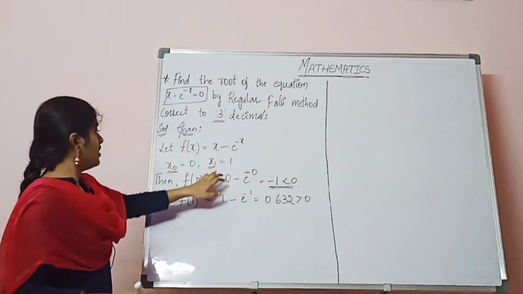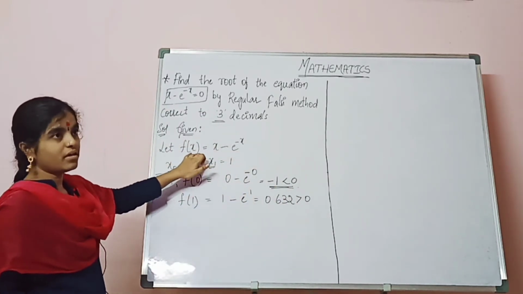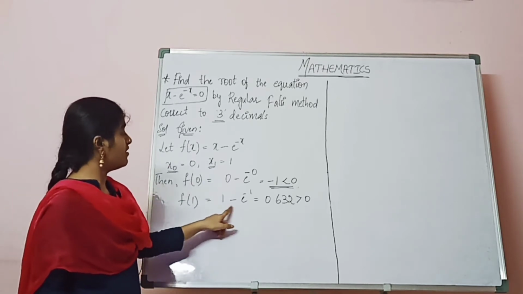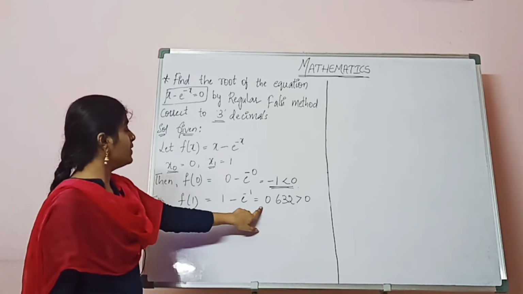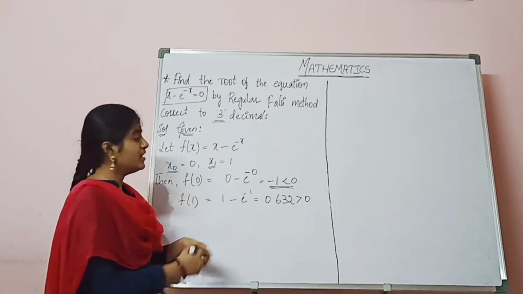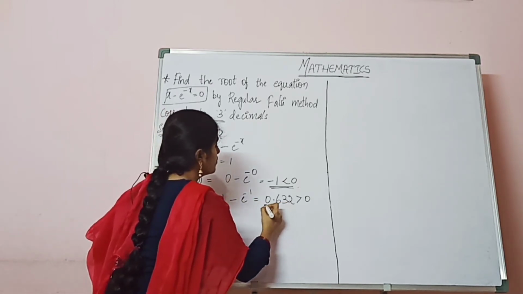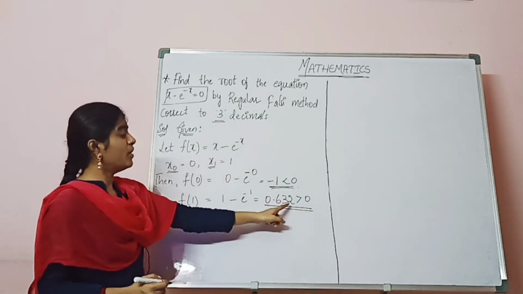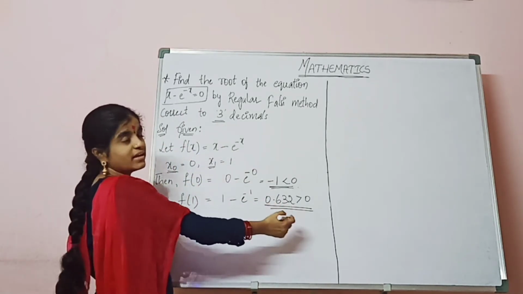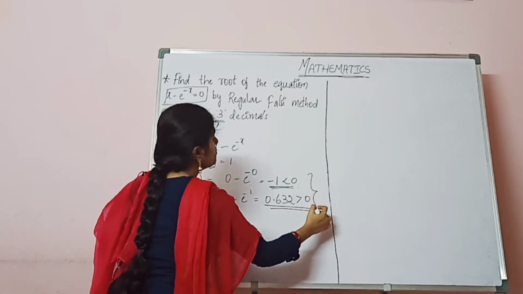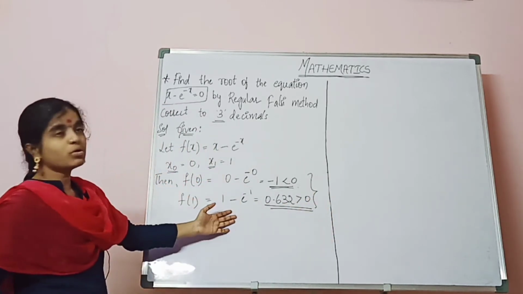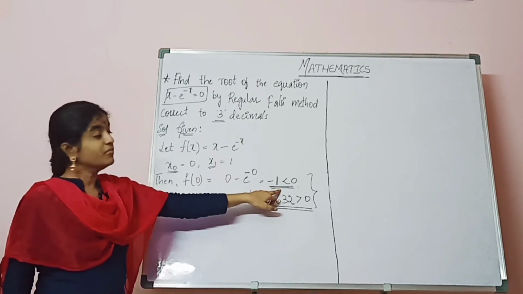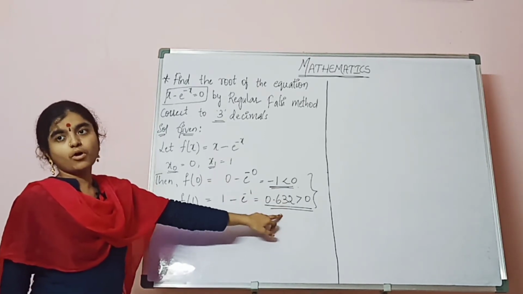Next we have to substitute x1 in this equation. So f of 1 equals 1 minus e power minus 1 equals 0.632. This is the value we are getting, 0.632, which is greater than 0. So with this we can say that the root lies between 0 and 1, because one value we are getting negative and one value we are getting positive.